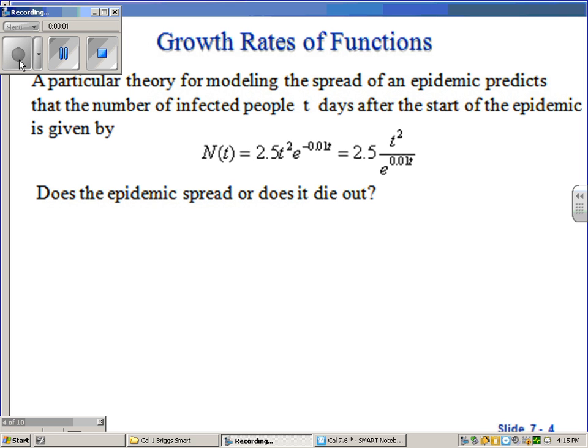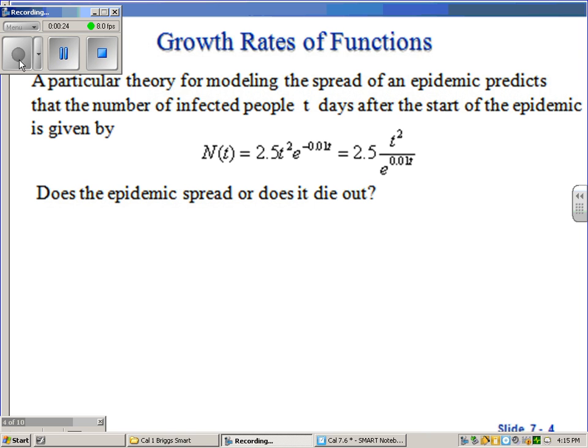Now we want to compare growth rates of various functions. Let's say you had a theory for modeling the spread of an epidemic that predicts that the number of infected people t days after the start of the epidemic is given by this function. What if we wanted to know if the epidemic was going to continue to spread or die out?